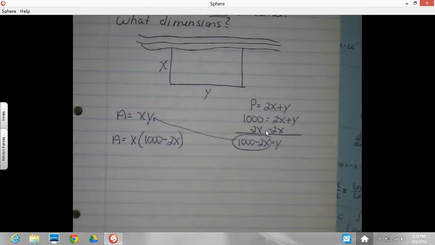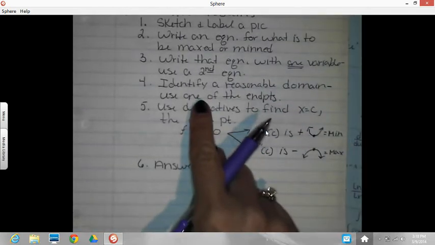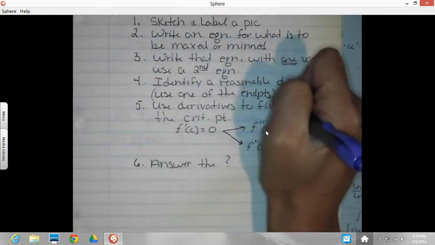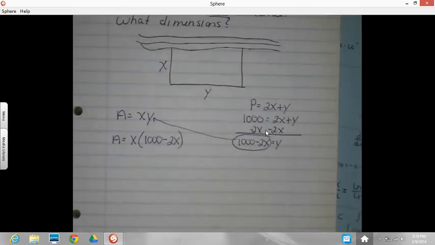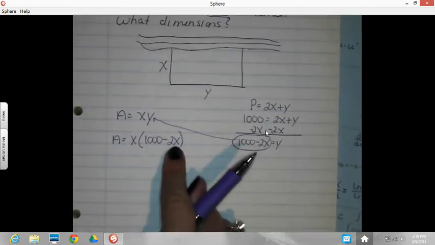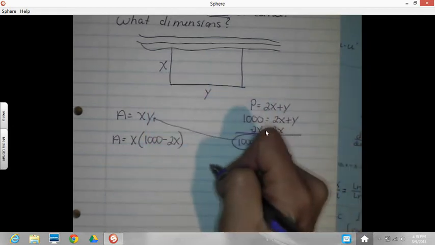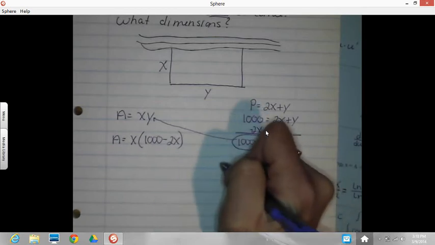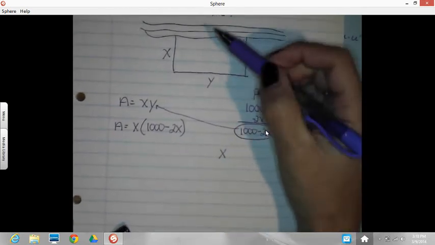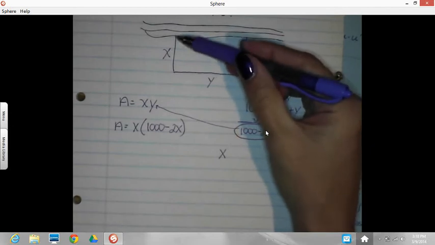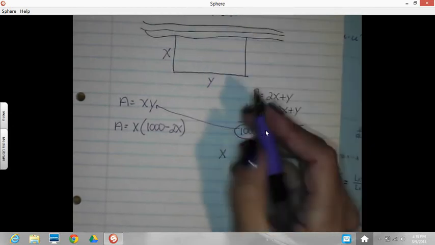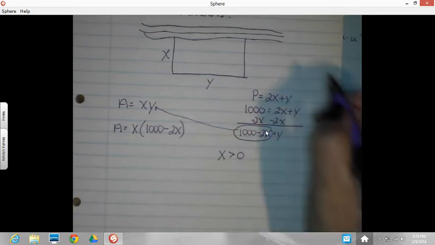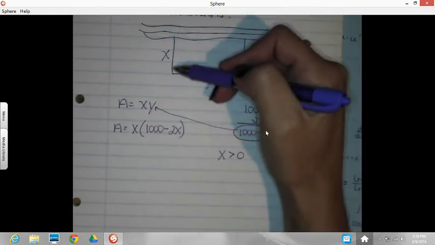Now it says identify a reasonable domain. You might have to use one of the endpoints at the end for an answer, so don't worry about that yet, but identify a reasonable domain. Because I've got this equation in terms of x, I want a domain for x. Again, this step isn't necessary unless my answer comes out opposite of what I'm looking for. If I think about x for a range of values, x is the dimension along here. I know I have to use some of the fencing, so it's got to be greater than 0. Just common sense.